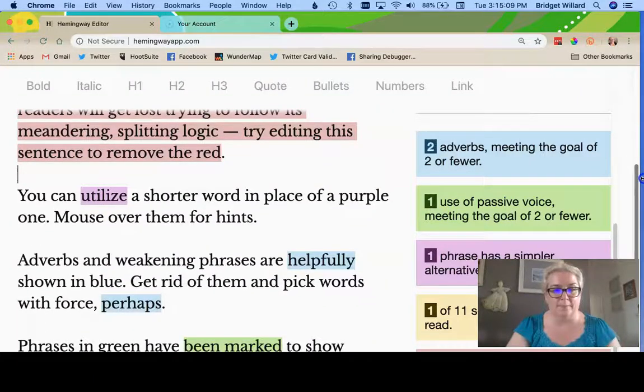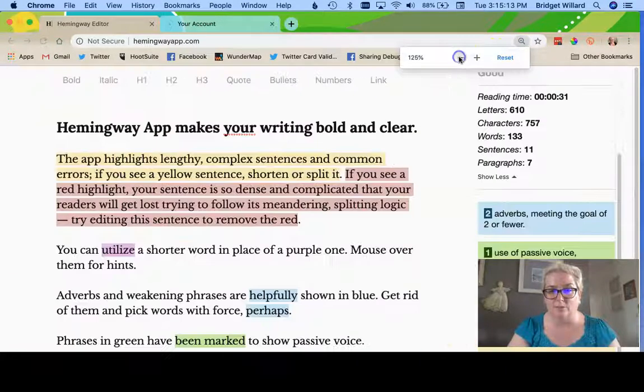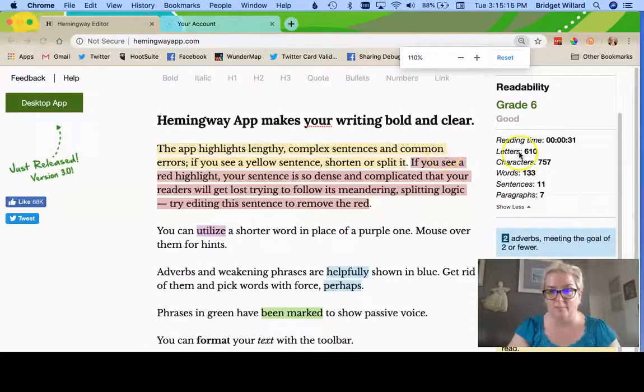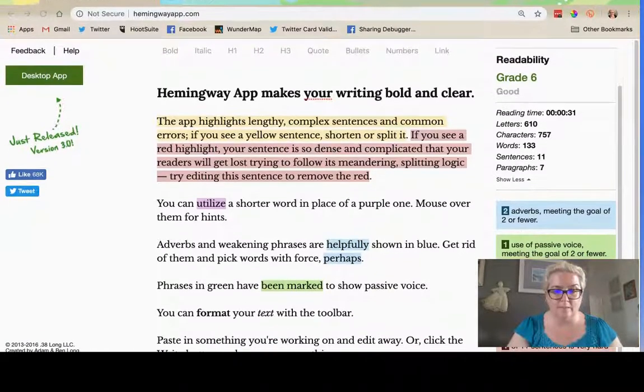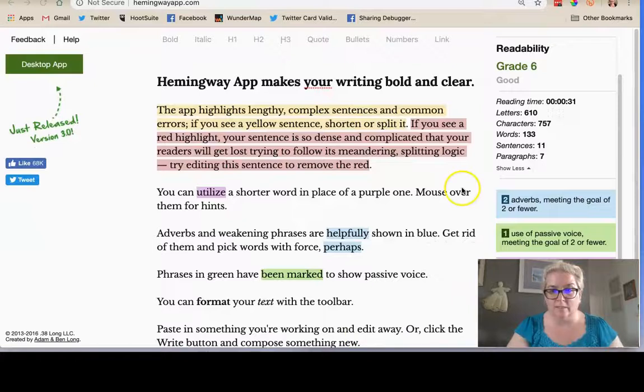So that's a really, really helpful tool. I use it all the time. So I'd like to encourage you also to use it. It will tell you when things are really difficult to read.